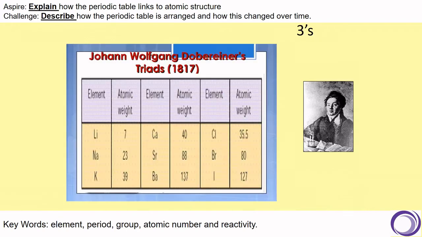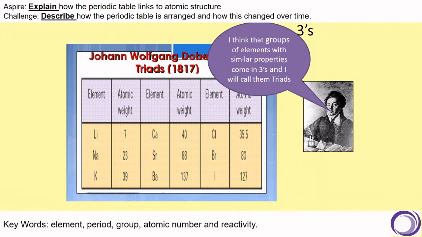The first scientist we are going to look at is Dobereiner. Johann Wolfgang Dobereiner put the elements into what he called triads, groups of 3 that had similar properties. So he said, I think groups of elements with similar properties come in 3s and I will call them triads. Now you might notice that he has also placed them in increasing atomic weight in each of those triads, a little bit like how we did that last set of the coloured numbers that I gave you.